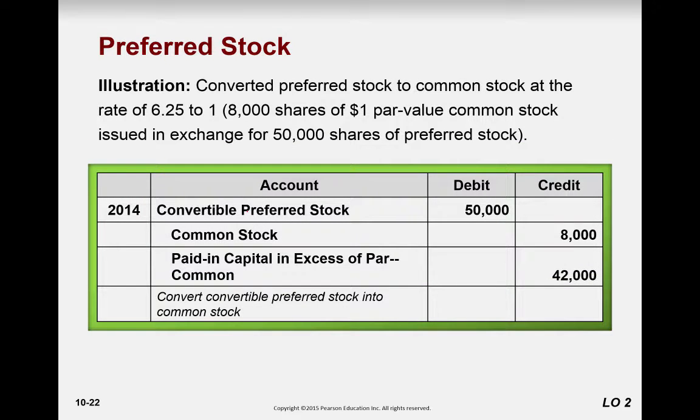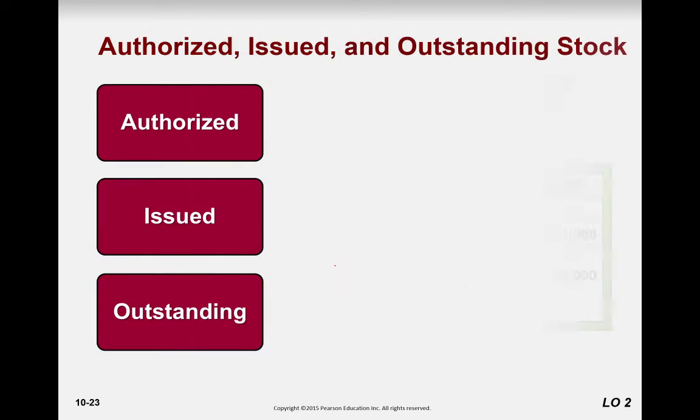Now, if we are converting that preferred stock to common stock at a rate of 6.21 to 1, our same 8,000 shares, but we issued in exchange 50,000 of preferred. So here's our 50,000 for preferred, and our common stock is the 8,000 times 1. So paid-in capital in excess of par would be the 42,000.